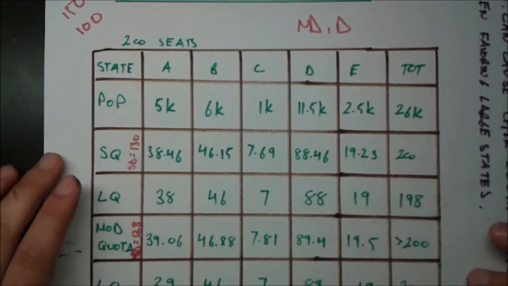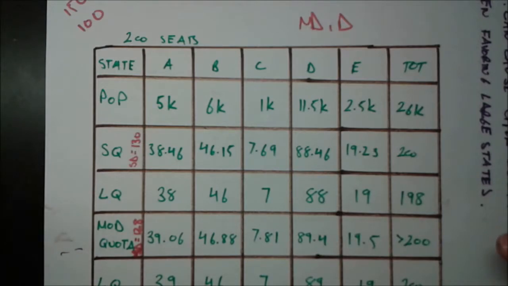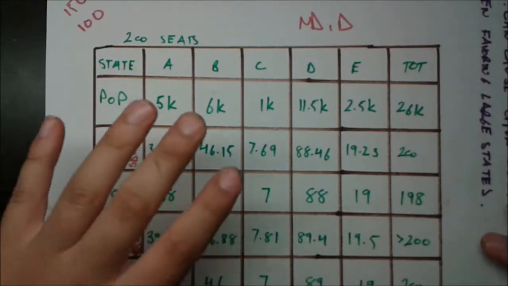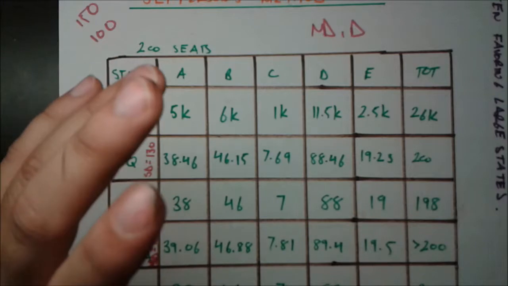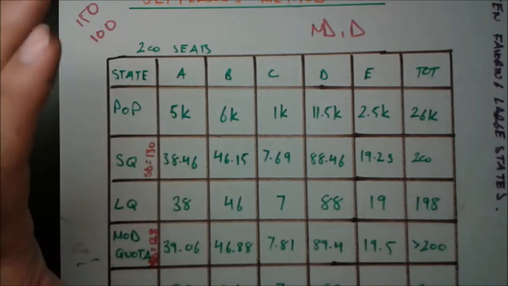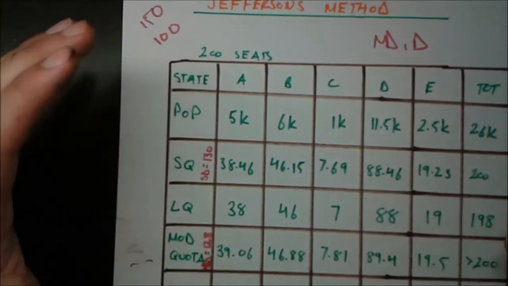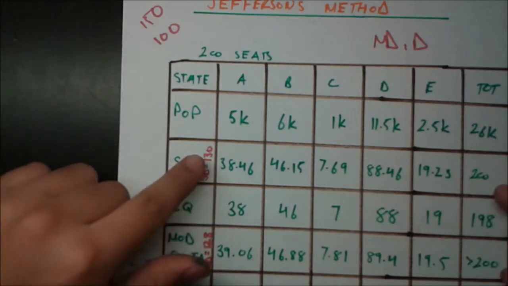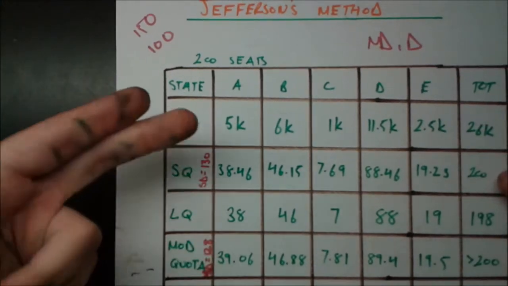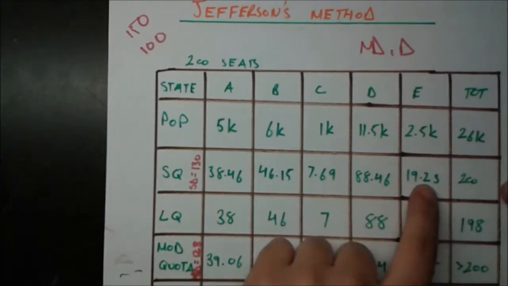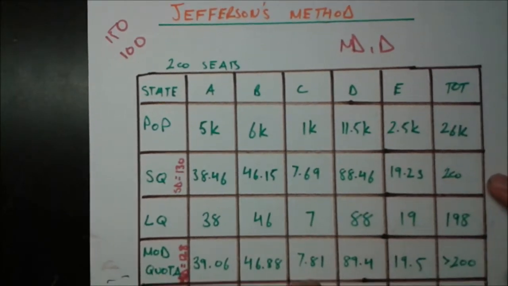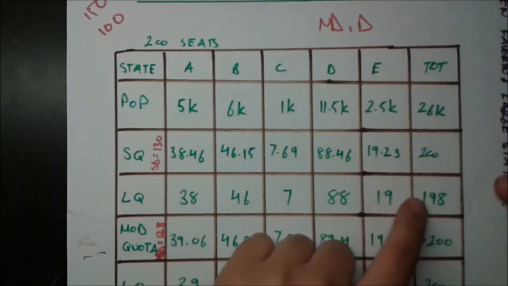So the one thing about Jefferson's method is that we do have to kind of play with the divisor because there's no formula for the divisor. We kind of have to play with it. So, for example, what I did was I took this 130, and I went down to 129 because I wanted these numbers to go up, and I found that when I did that, I got 199, which was not enough.